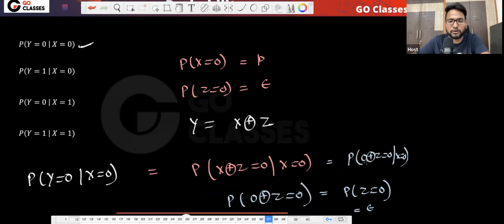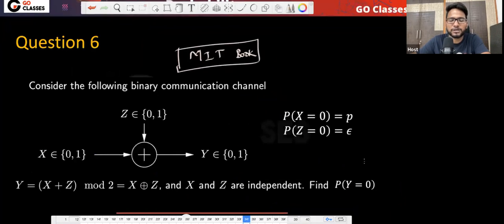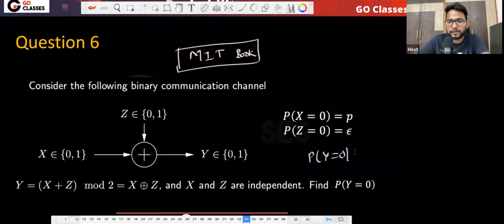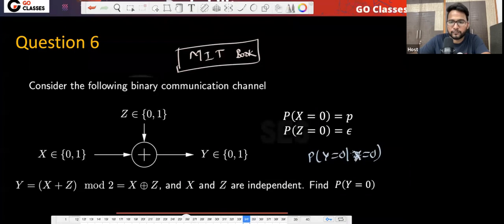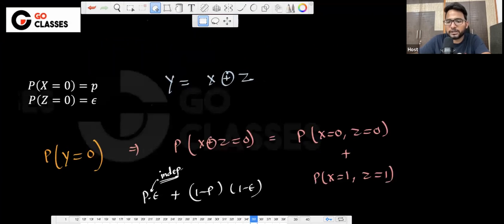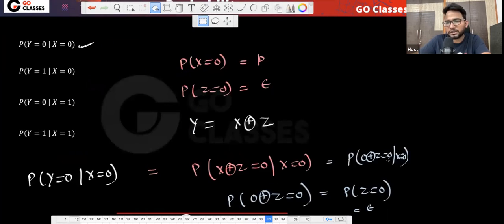Can you show the question once? Okay. The question is this, that they have given you that Y is X or Z, and then they're just asking you the probability of Y being 0 given that X being 0. So actually, what I have just shown is a common mistake that people make, that you are just removing this given that X equal to 0, but it is not the case. Okay. So I think you can solve it, and then finally epsilon is the answer you are getting.